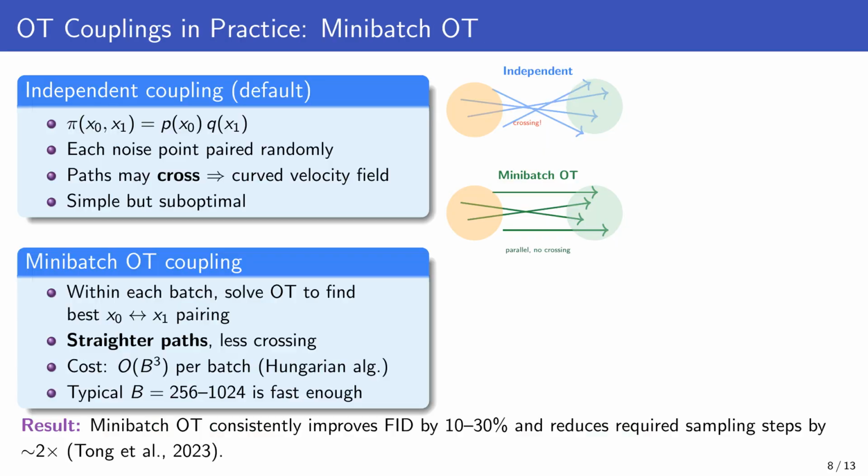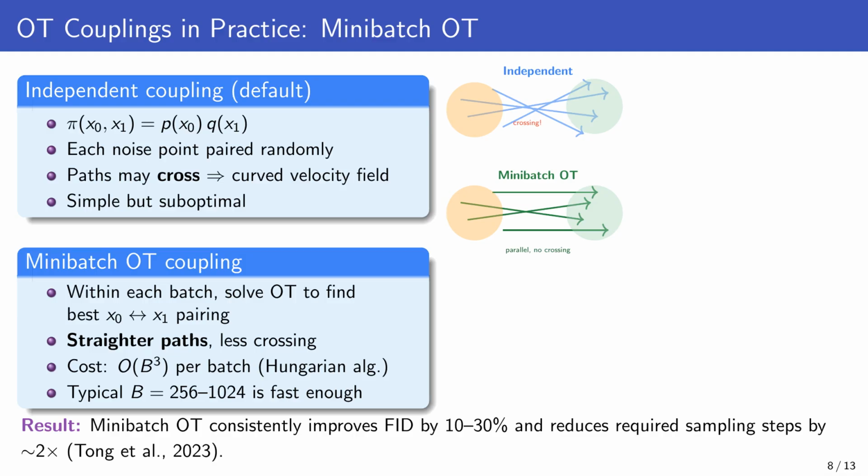We discussed data couplings in Lecture 4. Now let us see how they work in practice, specifically the Minibatch optimal transport coupling. With independent coupling, which is the default, each noise point x0 is paired randomly with a data point x1. This means paths can cross. One noise point far to the left might be paired with a data point far to the right, while a nearby noise point gets paired in the opposite direction.